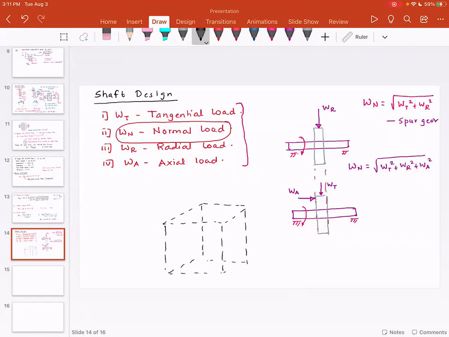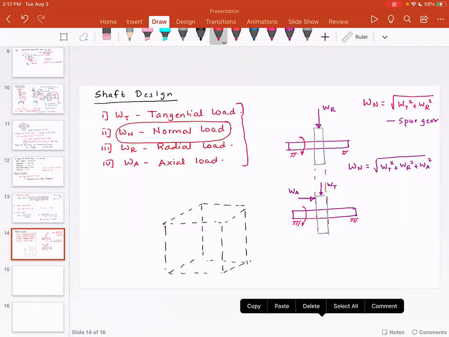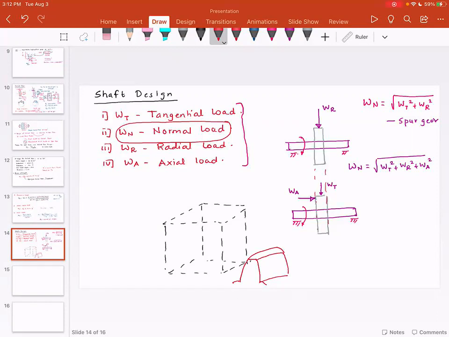And actually this interpretation is super important. So what I want you to understand is this is the tooth of the helical gear. And on this helical gear, we have the normal force, and I want you to observe this very, very carefully. This is the normal force that is acting, Wn.